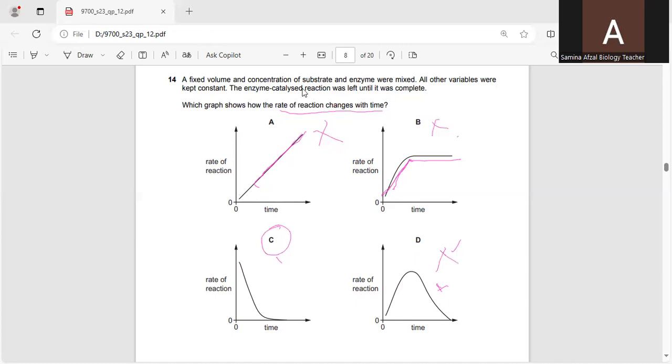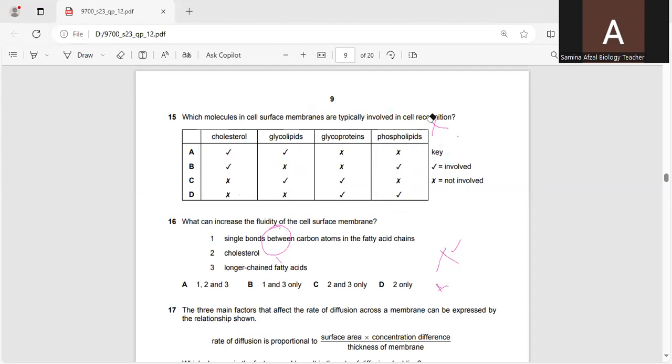Question number 15. Question number 15 is, which molecules in cell membranes are typically involved in cell recognition? Cell membrane, cell recognition. Cholesterol provides stability for phospholipids. They are not involved in cell recognition. Glycolipids and glycoproteins are involved in cell recognition. So according to this information, C is the correct option.